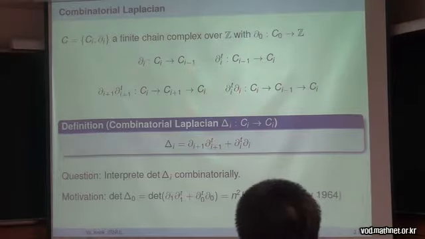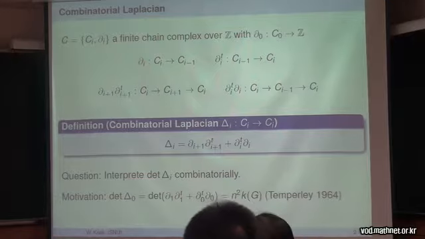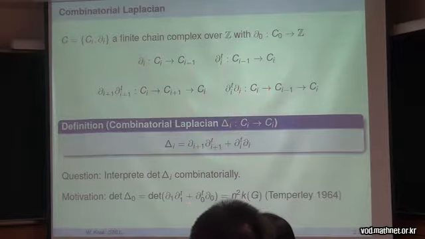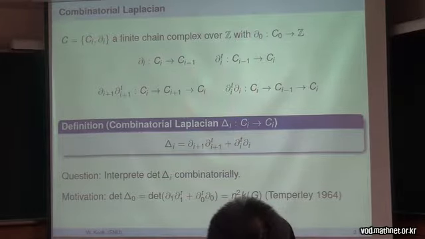One motivation for considering the combinatorial Laplacian is the analog of the matrix tree theorem, which is due to Temperley. He is a statistical physicist, and he gave a formula for the number of spanning trees using the combinatorial Laplacian, the determinant turning out to be n squared times the number of spanning trees in G. Here n is the number of vertices. So the question is, can we look at the combinatorial Laplacian in general dimension, and can we understand what the determinant is going to tell us in general?